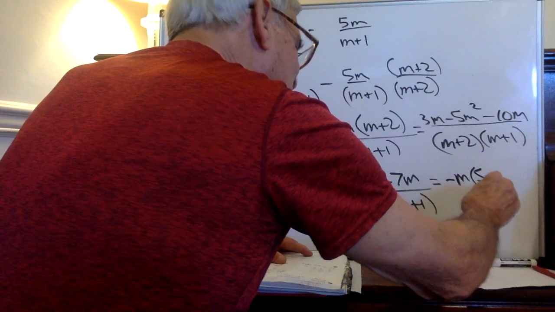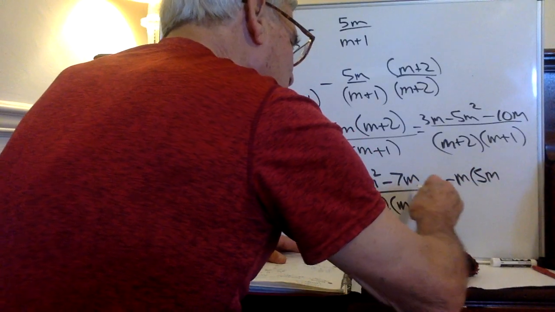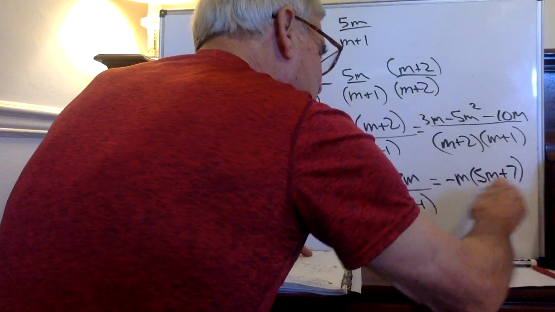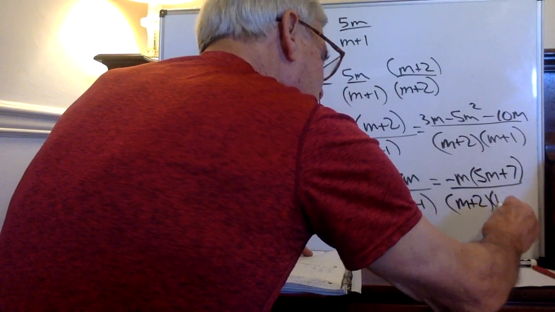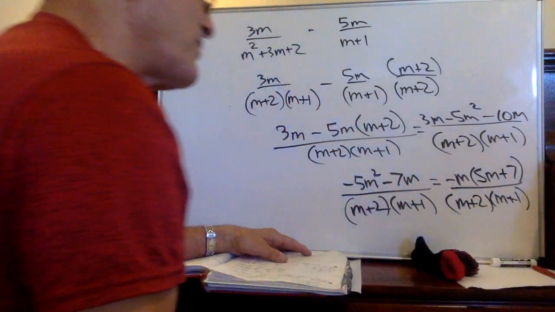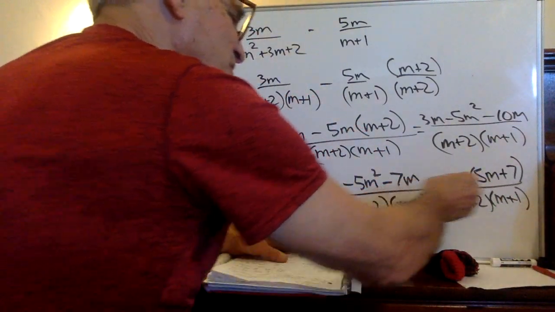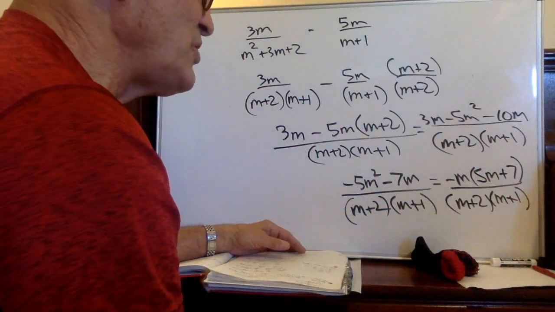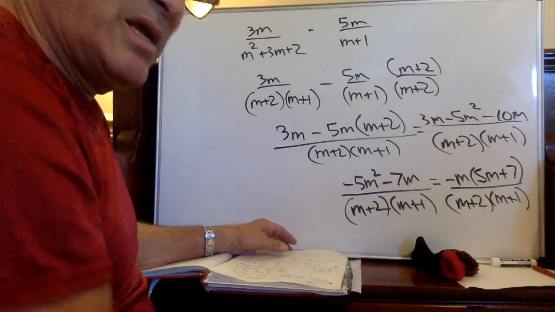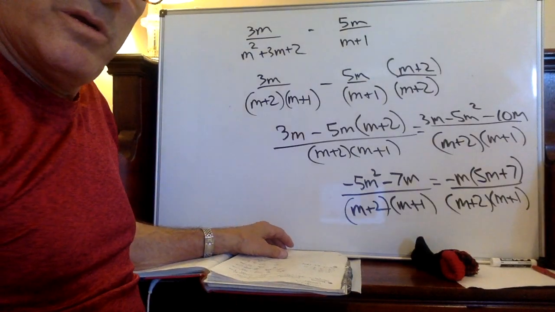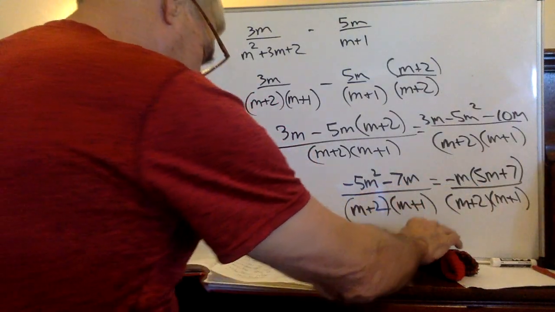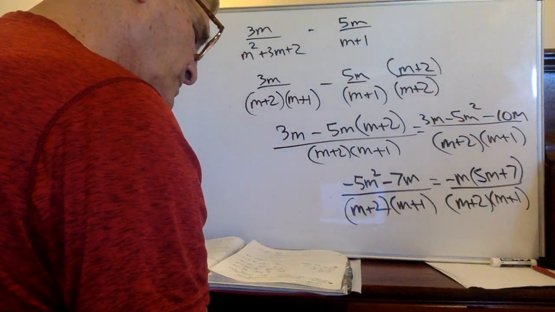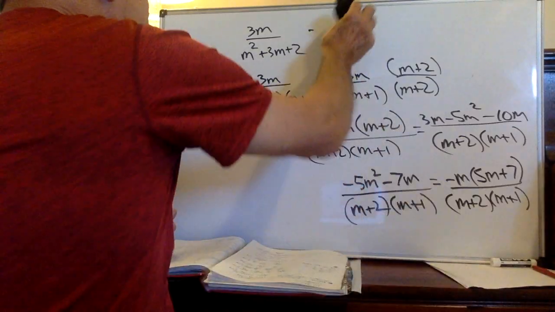and you have 5m plus 7 over m plus 2, m plus 1. Either of these would be sufficient. There's nothing else you can do. You have no common factors in numerator and denominator, so you are complete. Either answer would be acceptable. Okay.